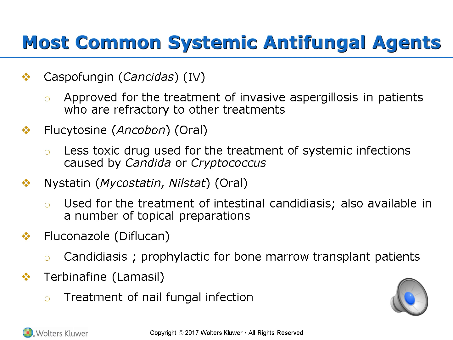The next one we're going to talk about is flucytosine, or Ancobon. It's a less toxic drug used for treatment of systemic infections caused by the Candida or Cryptococcus. And that's just a yeast infection. The Cryptococcus is a yeast infection typically found in immunocompromised patients. This is only given in IV form. It's toxic to the liver and kidneys and can cause bone marrow suppression. So when we give this one, we don't want to give it with anti-neoplastics or corticosteroids.